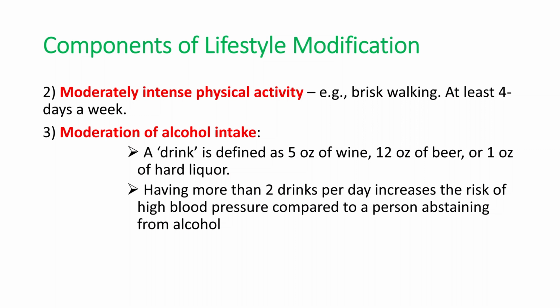Number 3, moderation of alcohol intake. If you take more than 2 drinks per day, it increases the risk of high blood pressure compared to a patient who doesn't take alcoholic drinks. So when I say 2 drinks, what is a normal drink? A drink is defined as 5 ounces of wine, or 12 ounces of beer, or 1 ounce of hard liquor. That is one drink. If you take more than 2 regularly, you are at risk of having high blood pressure.